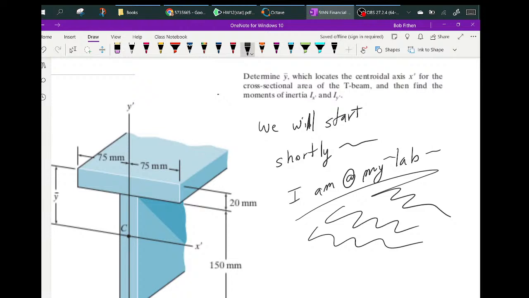All right, I may start a minute or so early just to fit all this in.